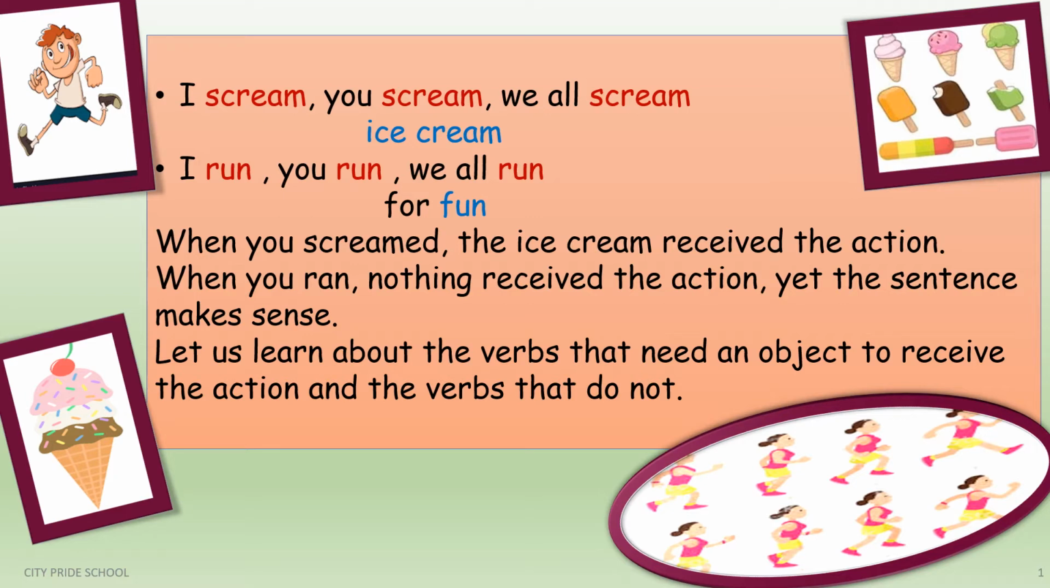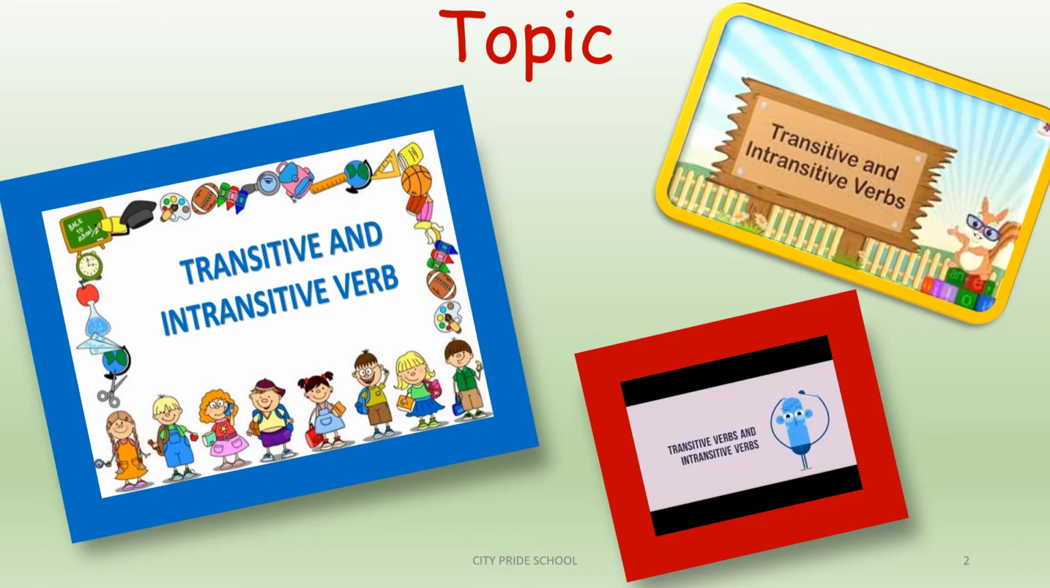We have already done about the objects of verbs, that is the direct and the indirect object. So there's a topic which is related to this direct and indirect object, and that is something that I'm going to reveal to you in the next slide. Yes, so our topic is transitive and intransitive verb. Now this is a very important topic, and very much related to direct and indirect objects.